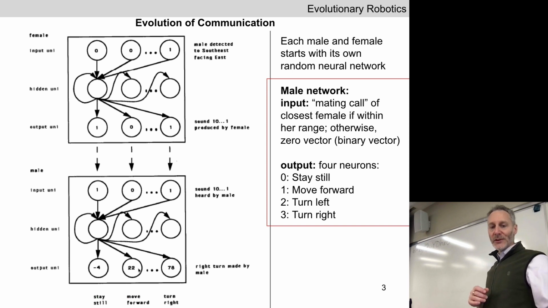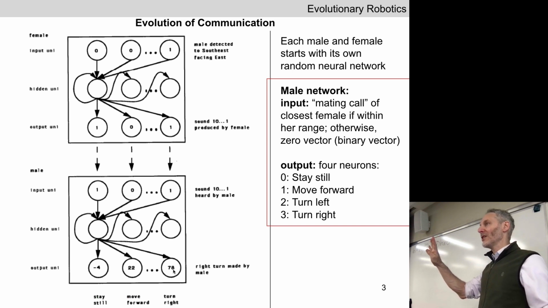In this cartoon example down here, I don't know why they didn't just draw the 4th motor neuron. We've got a value of -4 in the first neuron, 22 in the second neuron, and 78 in the 4th neuron. We look at those four values, and we determine which is the larger. In this case, it's 78. So the 4th motor neuron has the highest magnitude value. That 4th motor neuron is associated with the 4th action. So this particular male at the next time step will turn 90 degrees to its right.